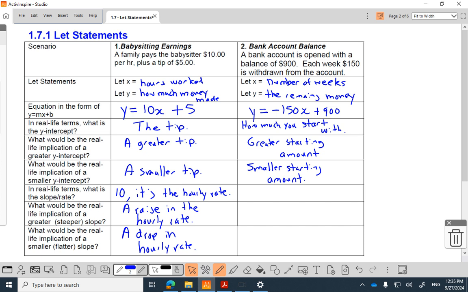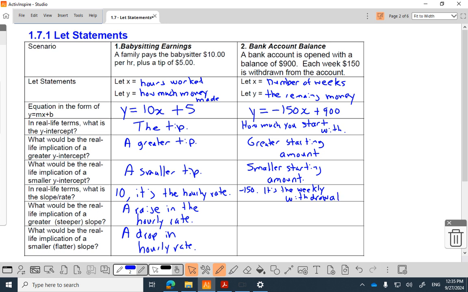So in real life terms, what is the slope, the rate? So what's the rate in this question, and what does it mean in terms of the question? We're just looping back to the original thing. Negative 150, and what's that represent? The rate, the weekly rate. Good, you got to it. The withdrawal. Negative 150, it's the weekly withdrawal. So I just put together everything you said there into one sentence.